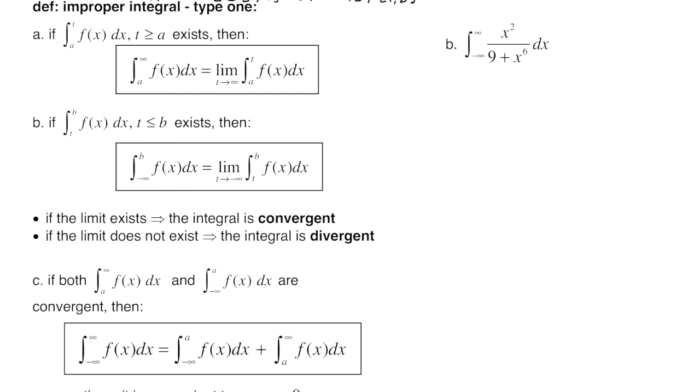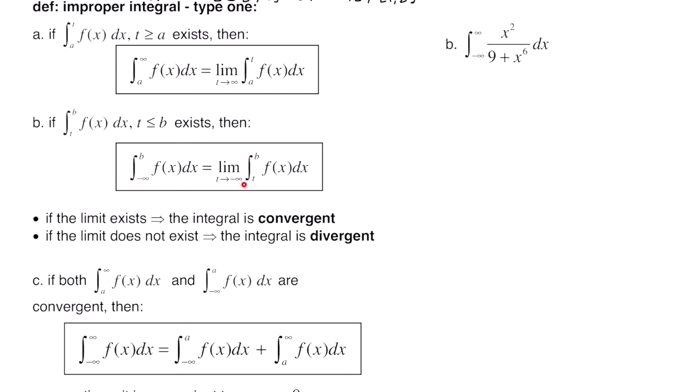For part B, if we have the integral from t to b of f of x dx, where t is less than or equal to b exists, then we have a situation where we have the integral from negative infinity to b of f of x dx, and with this negative infinity, we take the limit as t goes to negative infinity, and we replace the negative infinity with t right here.